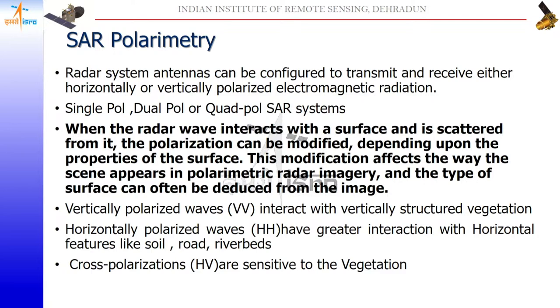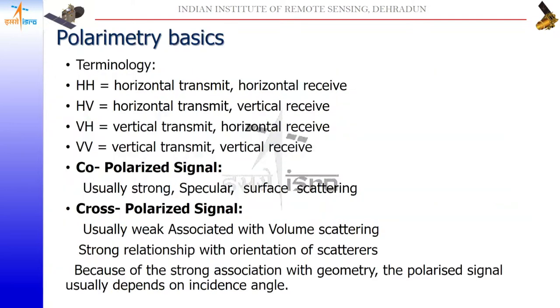And the cross polarization, like when we are sending H and receiving V, is sensitive to vegetation. Why it is sensitive to vegetation, I will explain in the subsequent slides. So basically we can have 4 combinations: HH, HV, VH and VV. In HH we are transmitting horizontal polarization and receiving horizontal. In HV we are transmitting horizontal and receiving vertical, in VH we are transmitting vertical and receiving horizontal, and in VV we are transmitting vertical and receiving vertical.